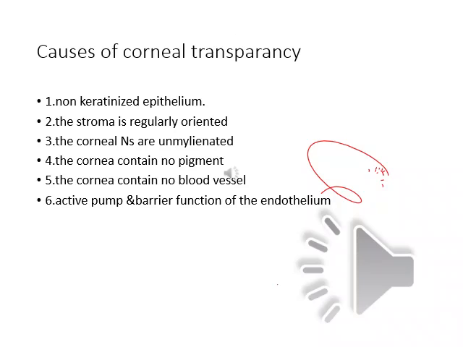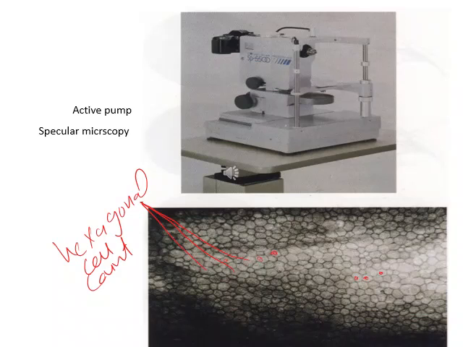This device is called specular microscopy. This is used to assess the corneal endothelial cell count. The important point here is the adult cell density. The normal adult cell density is about 2,500 cells per square millimeter. If the cell count reduces, for example, to 500, corneal edema will develop and the transparency will reduce.